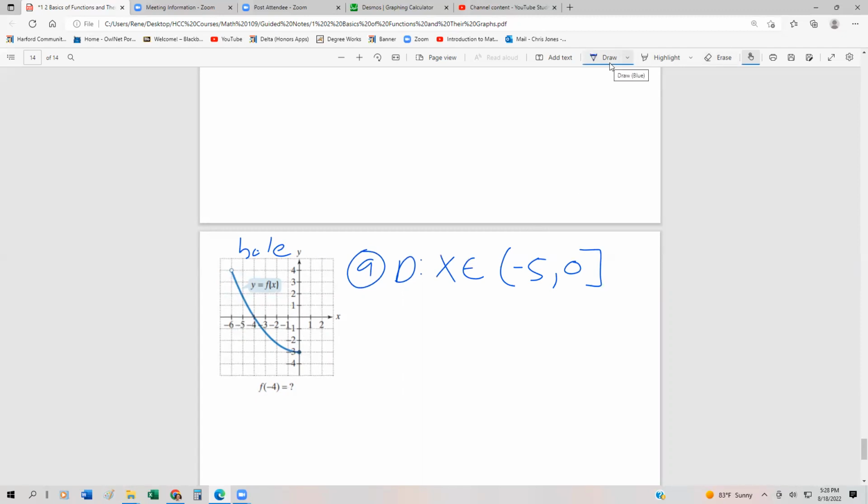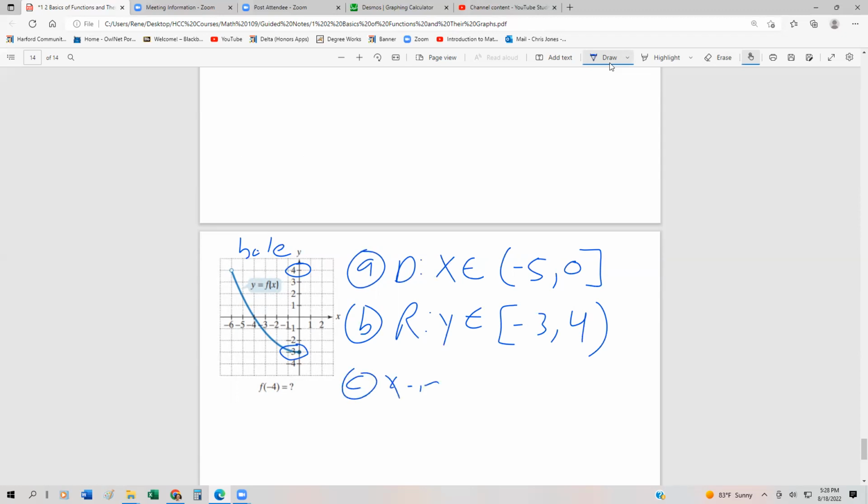Same thing for the range. For the range, we go from the lowest to the highest value that we see on the graph. And obviously the lowest y value is -3, and it includes that because it's a solid dot. But then we go up here to +4, and we have an open hole. So it's going to get a parenthesis. So again, lowest to highest, but make sure that if we have these open holes, we don't include those values.